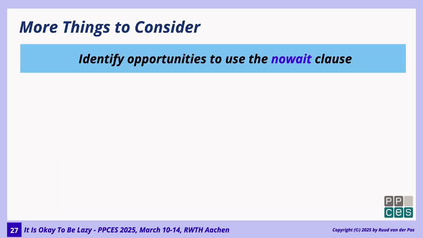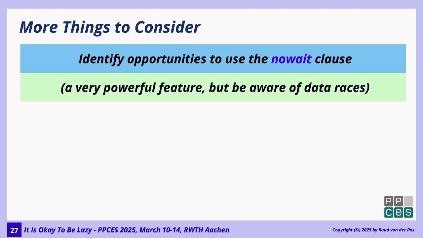More things. Again, the nowait. I really like that. Very simple. It's not the first thing you put in your OpenMP code, probably, but once you have it running and you get the right answers, you can start looking for those kinds of opportunities. The profiling tool will tell you where you spend the time, and for that part you see, well, maybe I can use the nowait. Always be aware, because if you have the nowait, then you can get data races. I mean, that's the downside.